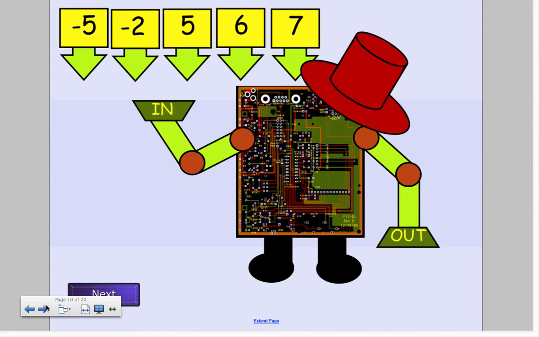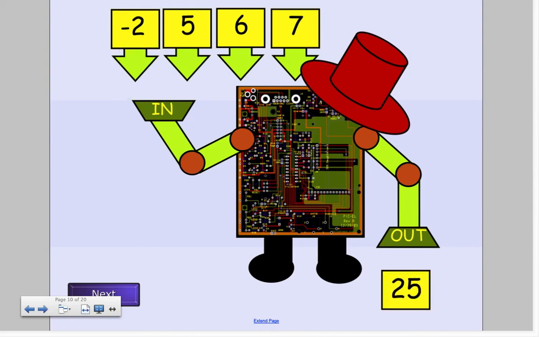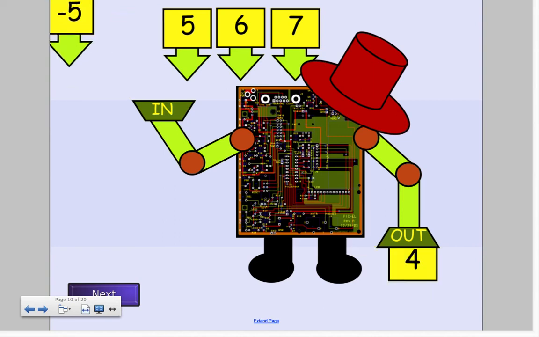All right, so this one, we got negative 5, 5, negative 2, 6, and 7. So let's start with negative 5. We got 25. Put negative 2 in, you got 4.